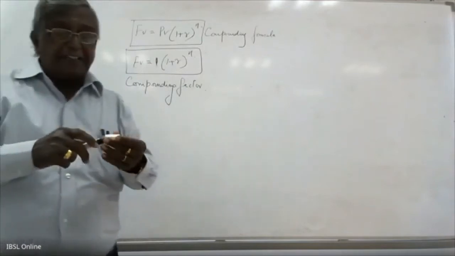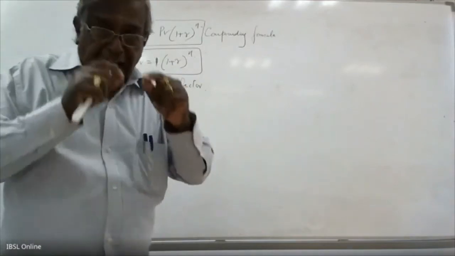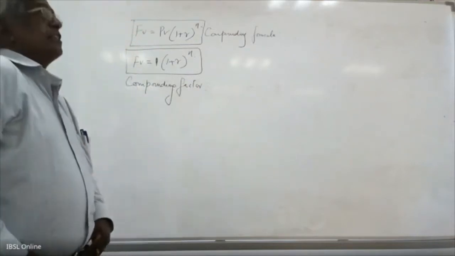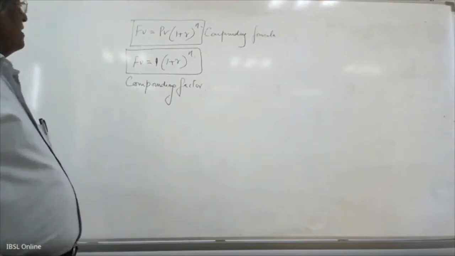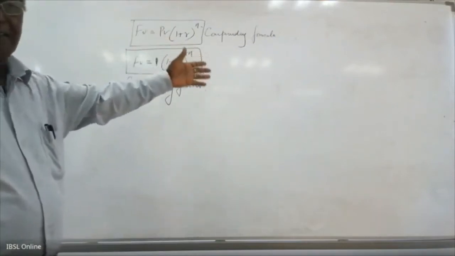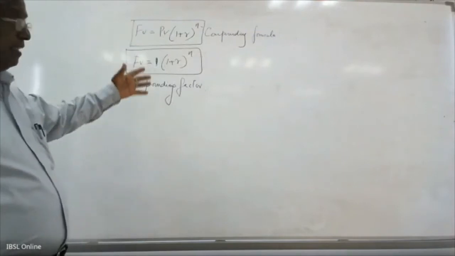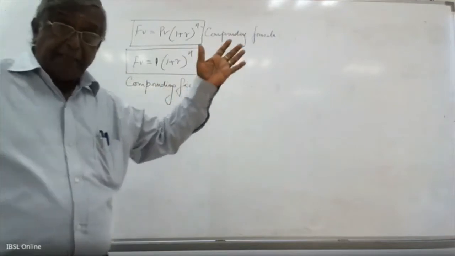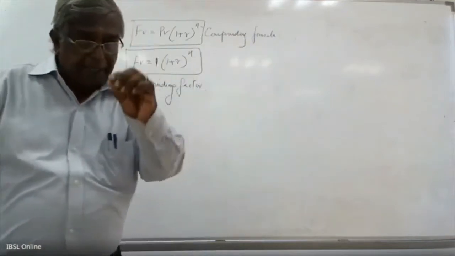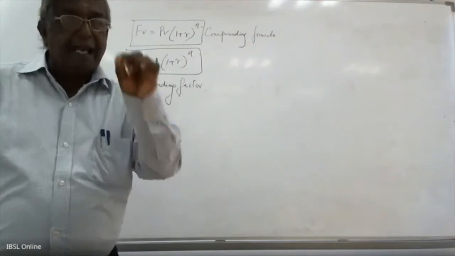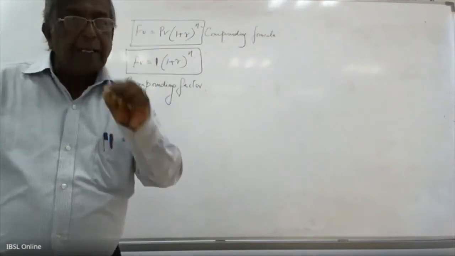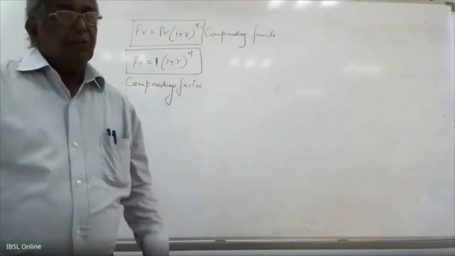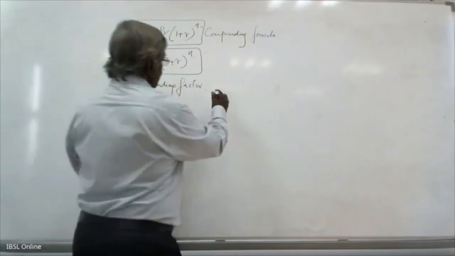The compounding factor is the future value of money when the present value of money is 1 rupee. If the present value of money is 1 rupee, for various interest rates and various years, the FV will change. That is, the compounding factor will change. So you will have many compounding factors depending on the interest rates and depending on the periods. Compounding factor.